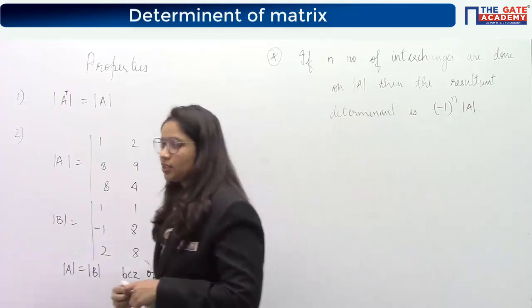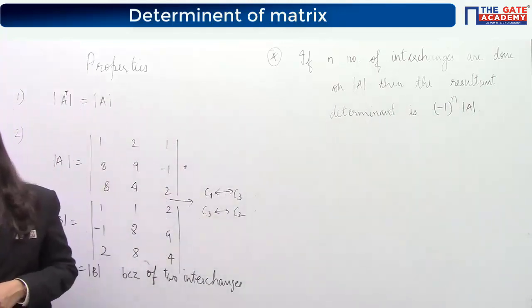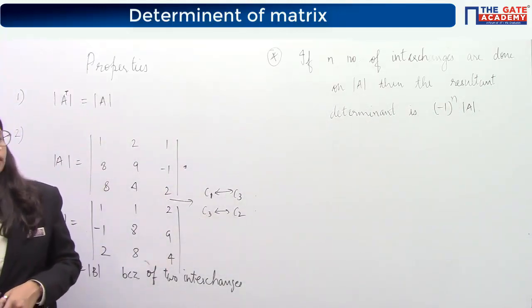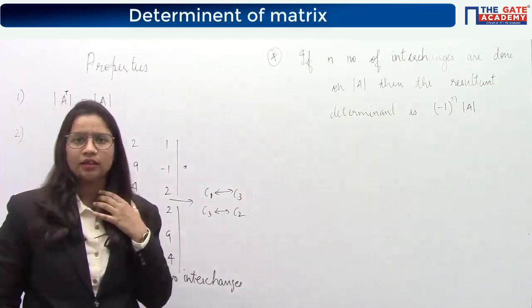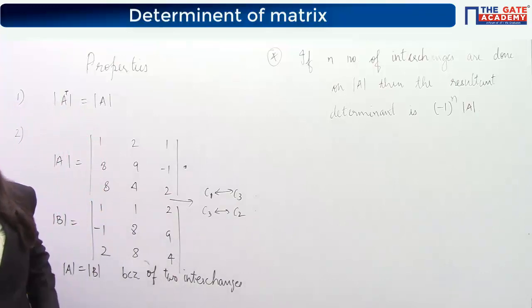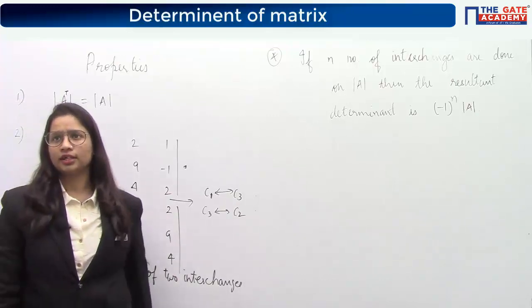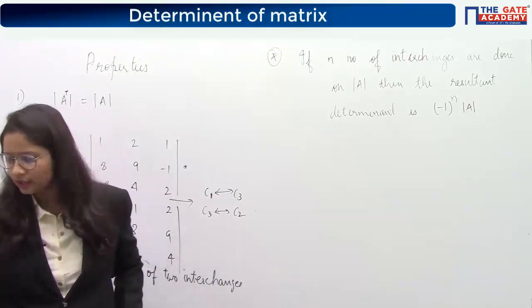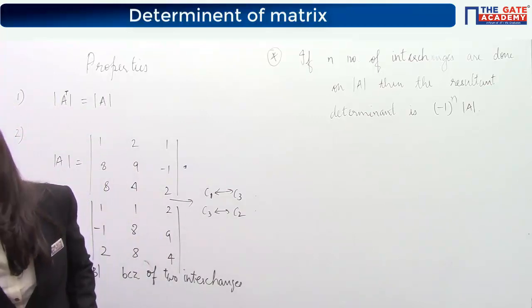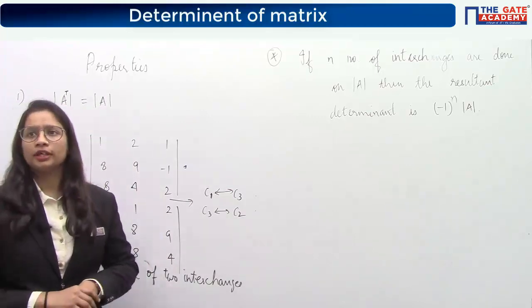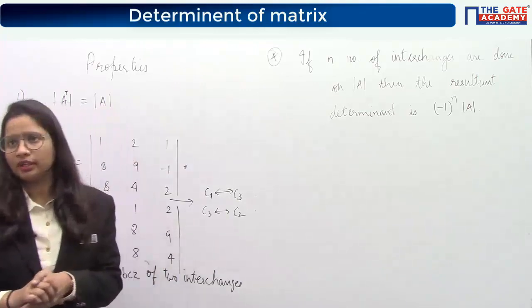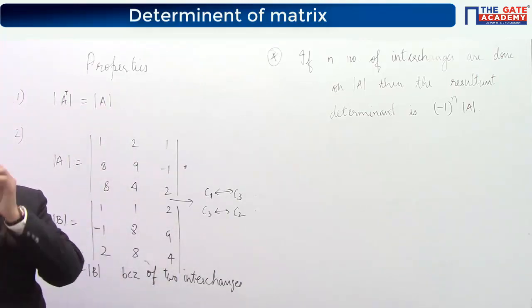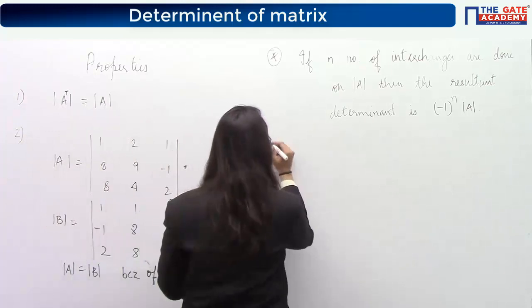If n interchanges are done, then the resultant determinant will be (-1)^n times the initial determinant value. Okay, I guess there is no doubt in understanding this point. So let's move ahead with the third property. If any doubt comes in any property, please ask me at that time only. We are going very, very slowly, so please ask me right there.